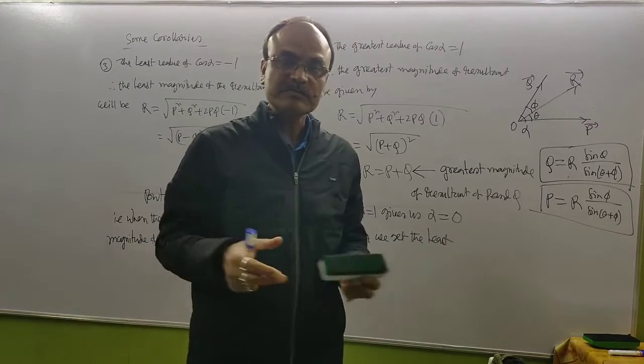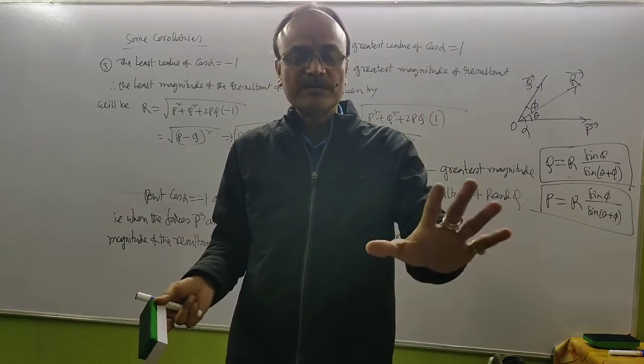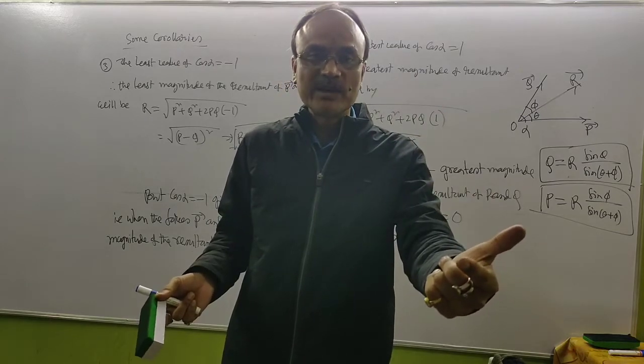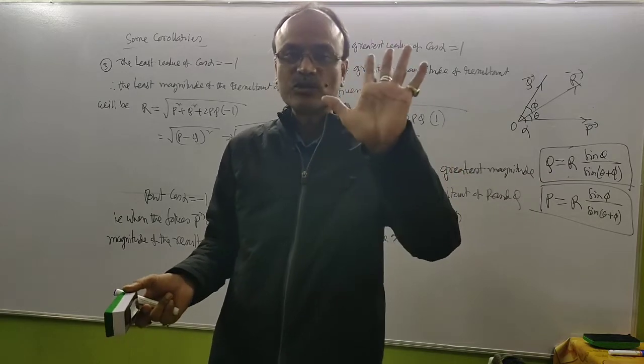Right? What we have got so far: if the angle between P and Q is 90 degree, then the magnitude of the resultant is root over P square plus Q square. That's all.